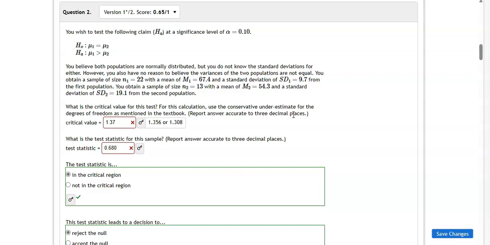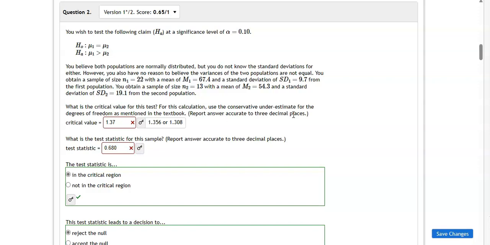We obtain a sample of size 22 for our first sample with a mean of 67.4 and a standard deviation of 9.7. And then we obtain a sample from the second population of 13 with a mean of 54.3 and a standard deviation of 19.1.